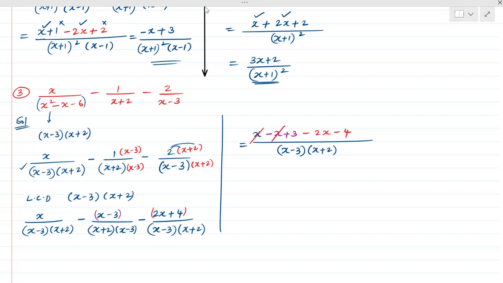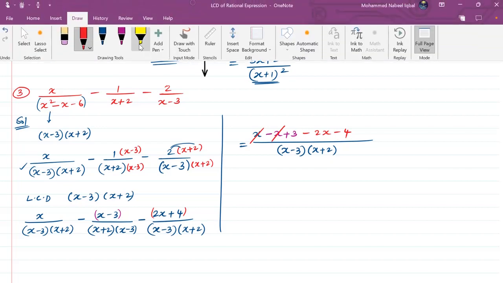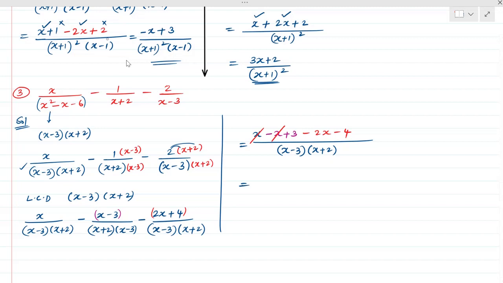The x with the x cancel. So we will have this part. Now simplify this one. The denominator is going to be the same, no change in the denominator, x minus 3 x plus 2. In the numerator, x has only one term, we will have minus 2x. And the constant, we will have 3 minus 4, which is equal to minus 1. So that's it. Thank you.